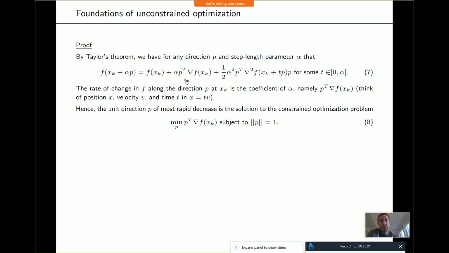We are considering the unit direction because we want a fair comparison. So if we are going into different directions, we want to multiply the direction of unit length with our alpha, so that it's actually a fair comparison between the different directions. And hence we're trying to minimize this term subject to the fact that the norm, so the length of this vector p is 1. So that's the aim. It's actually a constrained optimization problem, which we haven't really discussed, but we will be able to deal with it.